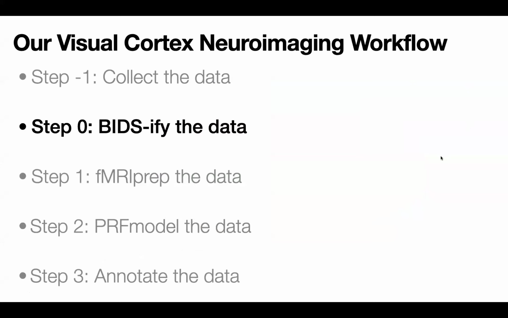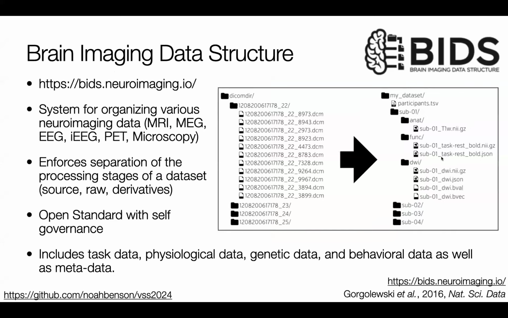So our next step would be to bidsify the data. Let me just tell you a little bit about what BIDS is. Like I said, BIDS is a directory structure and file format combination for storing MRI data. It stands for the Brain Imaging Data Structure. You can find more information about it at this website. It's not just for MRI, it's for all kinds of modalities.